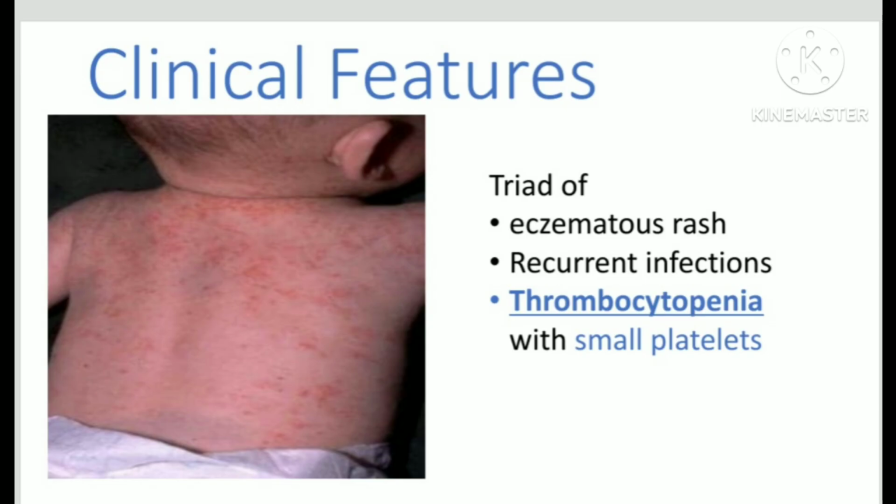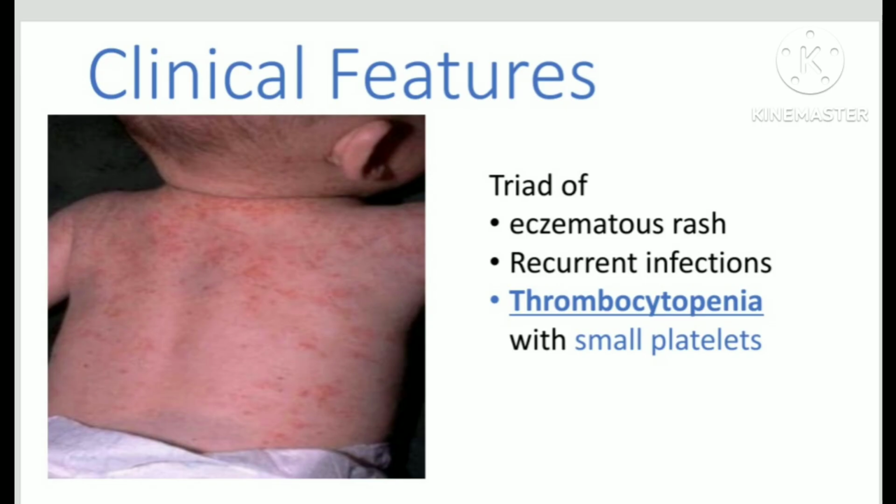The next most important clinical feature is thrombocytopenia with small platelets. The importance of thrombocytopenia is that the patient must have thrombocytopenia to call it Wiskott-Aldrich syndrome. Normal platelets, even with all the other clinical features, rule out Wiskott-Aldrich syndrome. This is an important clinical feature of Wiskott-Aldrich syndrome.